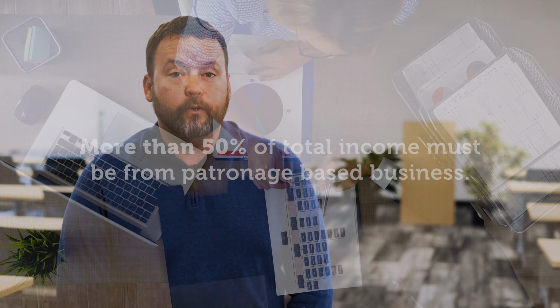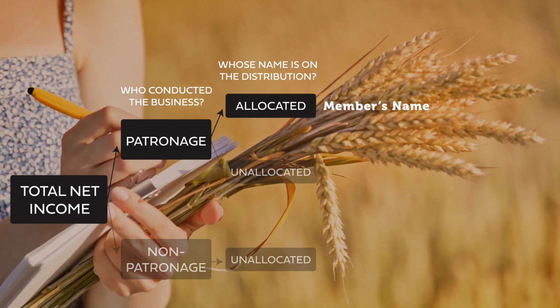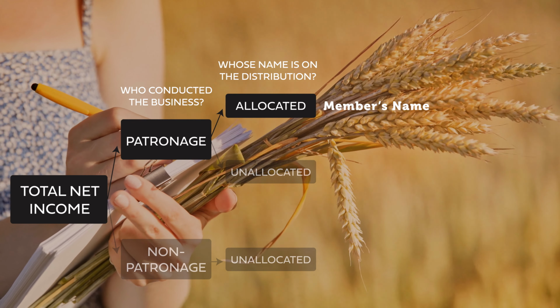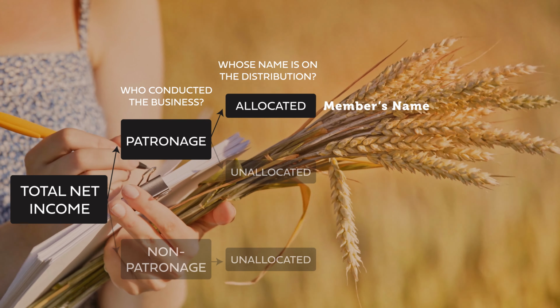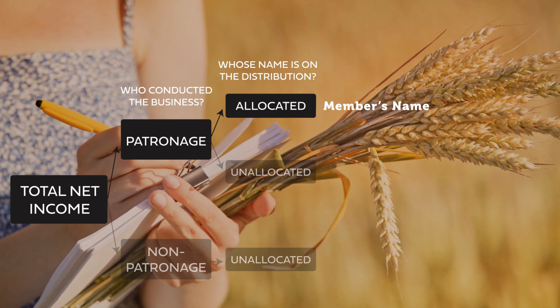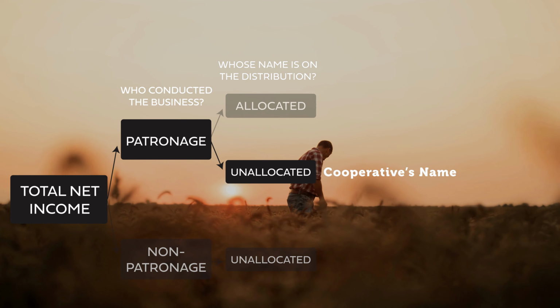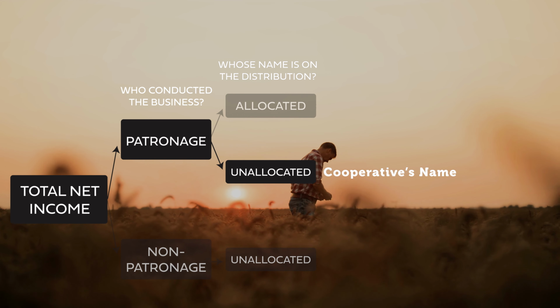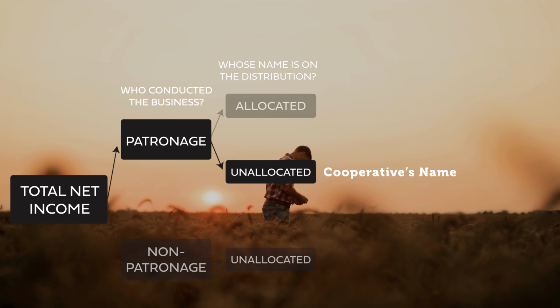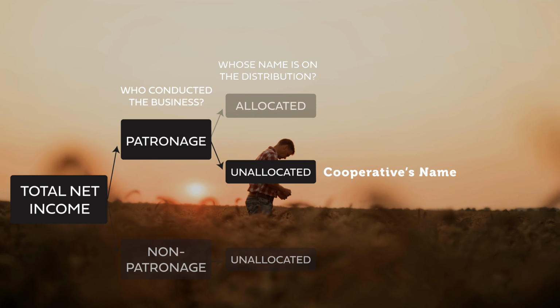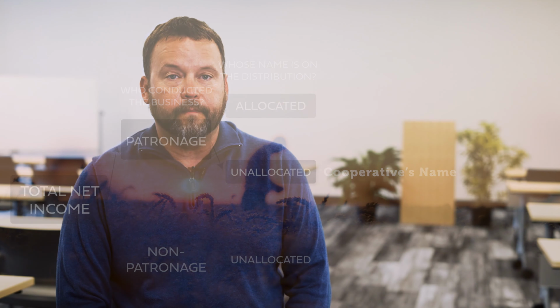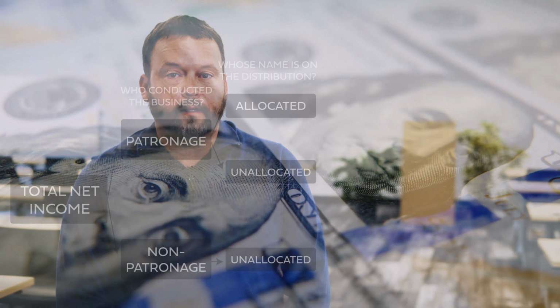After identifying who conducted the business, we can move on to whose name is on the distribution. If patronage income is distributed back to members, then it is said to be allocated. Members' names are on the distribution. Patronage income can also be distributed to the cooperative or unallocated, which indicates the cooperative's name is on the distribution. In the case of non-patronage income, it is distributed back to the cooperative or unallocated.